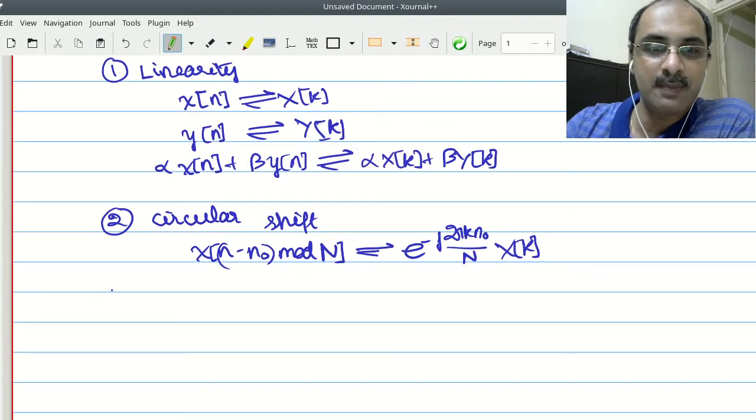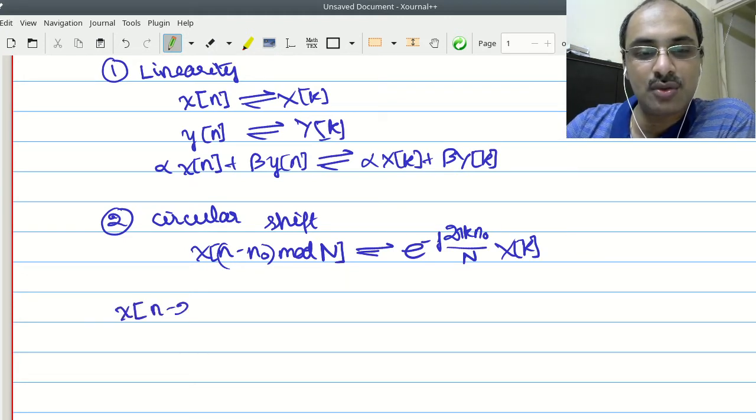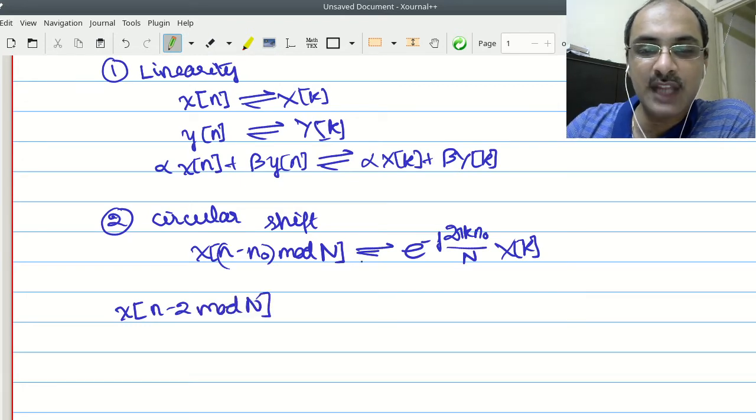I will give you a simple example. Let us take a particular case. Let us say, take x of n minus 2 modulo N and prove that this is indeed what you get, e power minus j 2 pi k into 2 upon N into X[k].